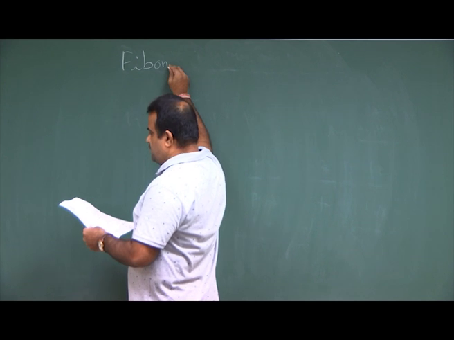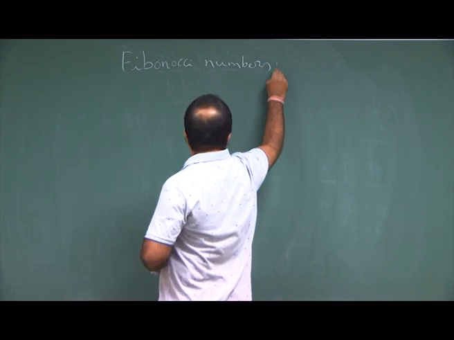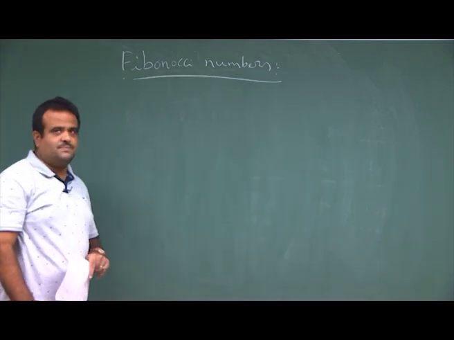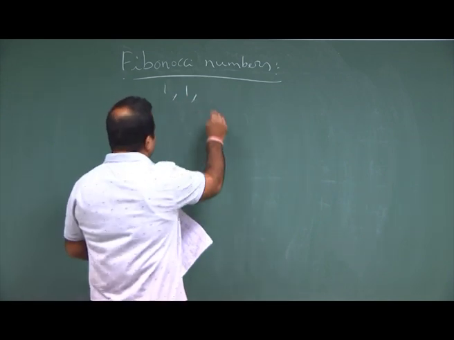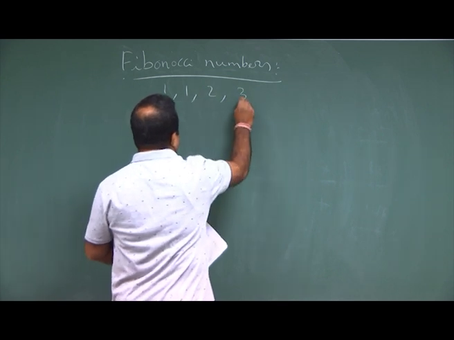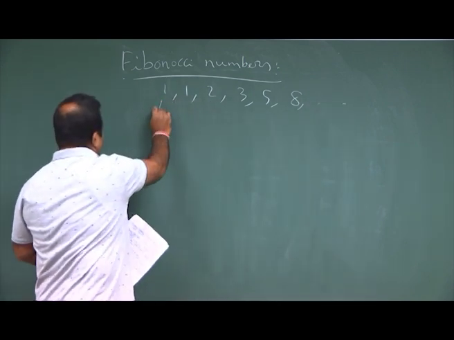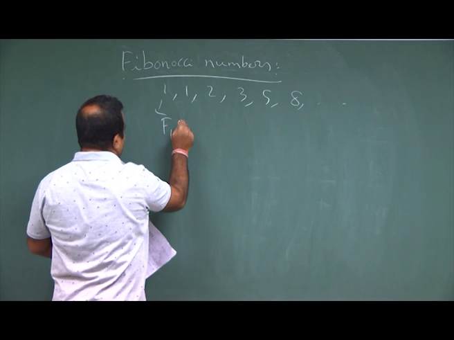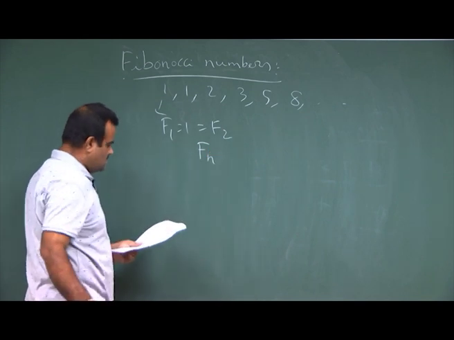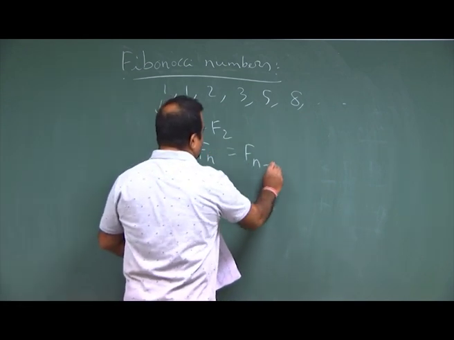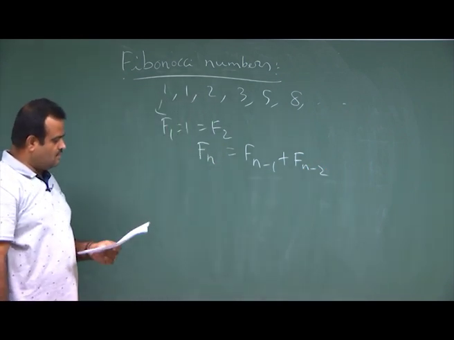Okay. So, here is the definition of the Fibonacci number problem. What are the Fibonacci numbers? Basically, start with 1, 1, then 2, then 3, then 5, then 8. So, the sum of the previous 2. It starts with f 1 is 1, which is the same as f 2, and then f n is nothing but f n minus 1 plus f n minus 2. Okay. So, this is the formula.